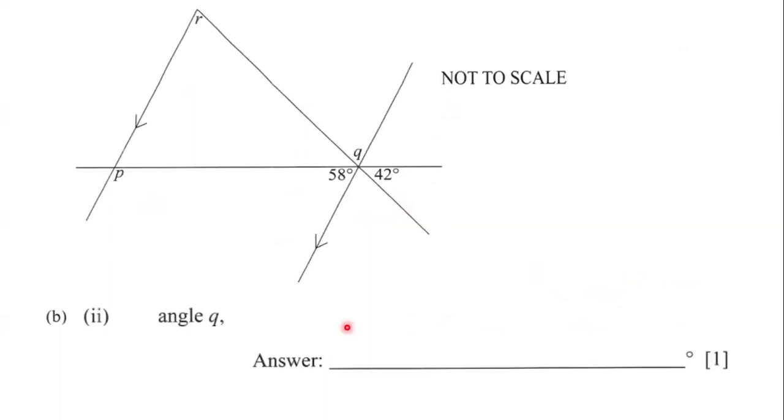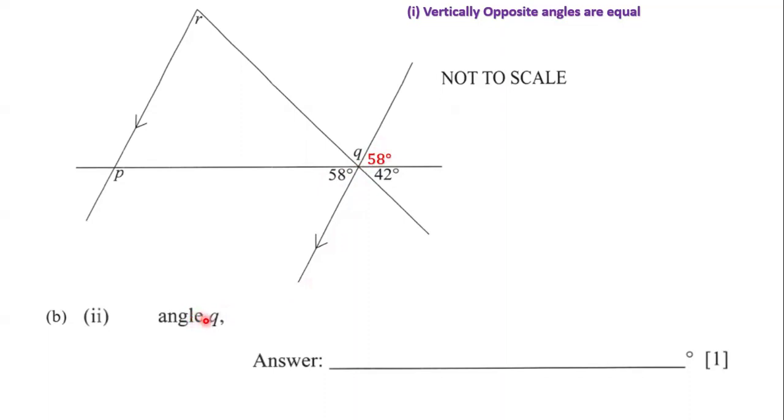Next, our goal is to determine the size of angle Q. Notice that angle Q is right here. And if we look carefully at this useful geometrical rule, it tells us that vertically opposite angles are equal. Notice that this angle right here, whose measurement is 58 degrees, is vertically opposite to this angle. So if this is 58 degrees, then this one must also be 58 degrees because vertically opposite angles are equal.